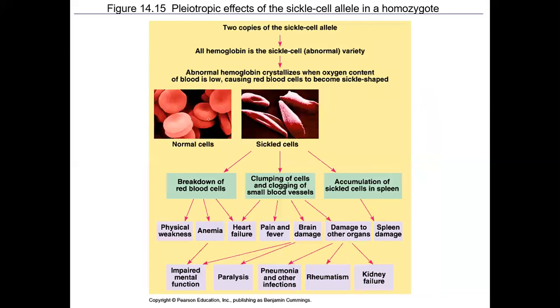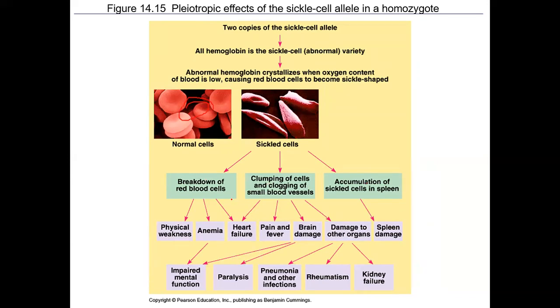Now, if you do have it, these are the normal cells. That's what they're supposed to look like. If you have sickle cell anemia both times, in other words, you get it from both parents and you're homozygous for it, you have bad gene and bad gene, all the hemoglobin you make in your red blood cells is going to be the wrong kind, and it'll have that mistake in it. And these are all the things that will happen to you.